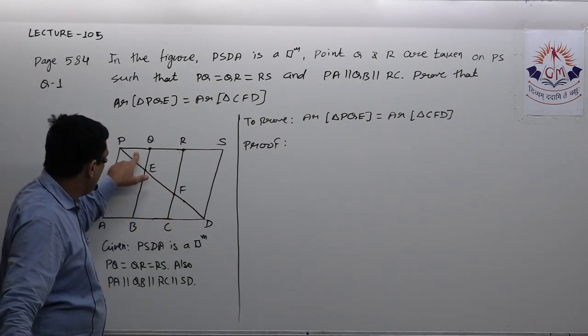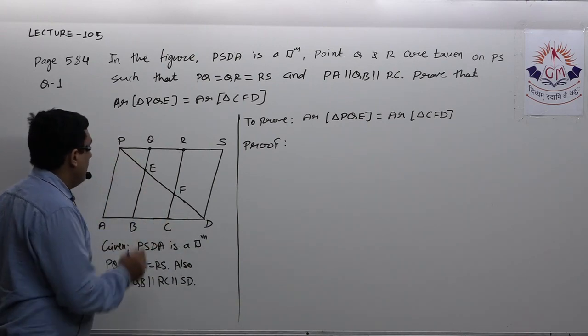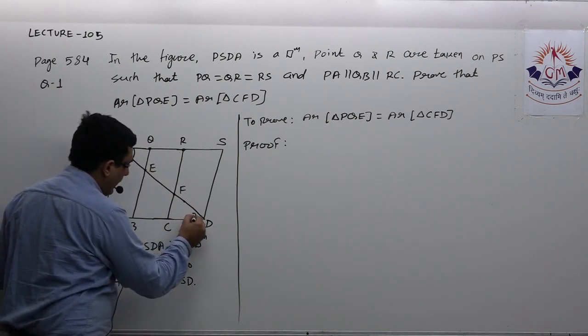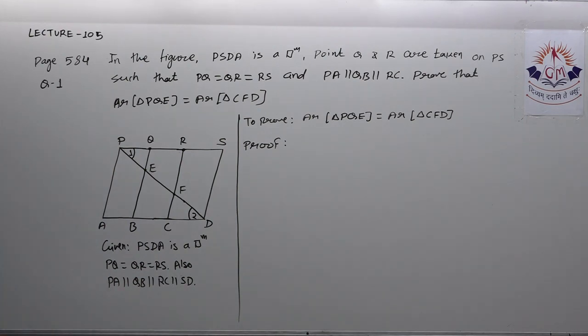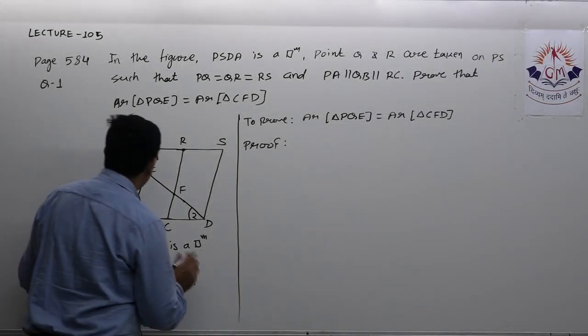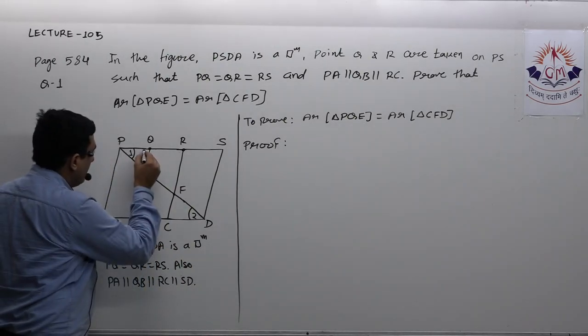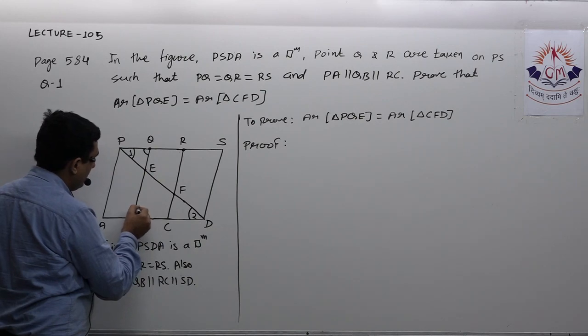Now I need to prove this PQ equal to CD. See, one angle I can directly take: angle 1 is equal to angle 2, alternate interior angles. Okay, so here 1 equal to 2 is alternate interior angle. Now we need two more angles, or sorry, one more angle and one side. See, this angle, for a while if I say this angle is equal to this alternate interior angle, isn't it?